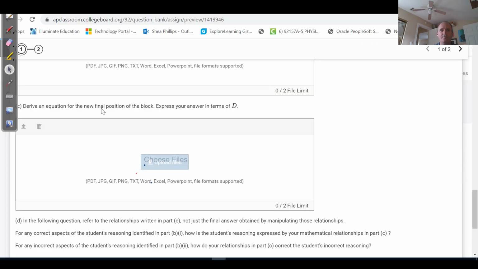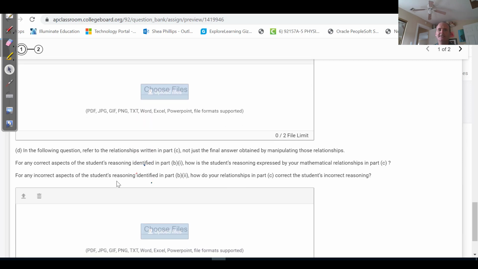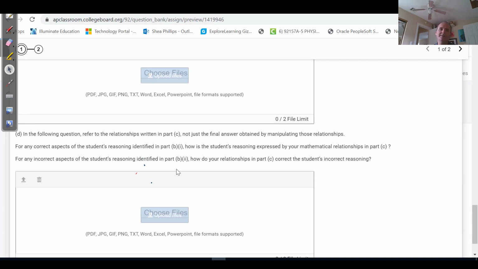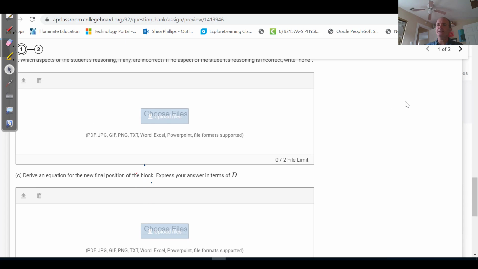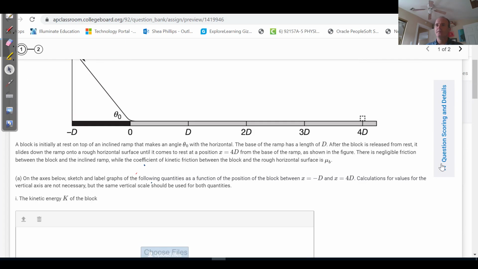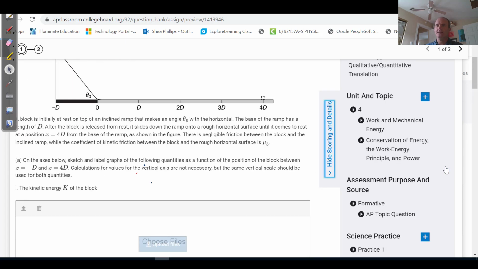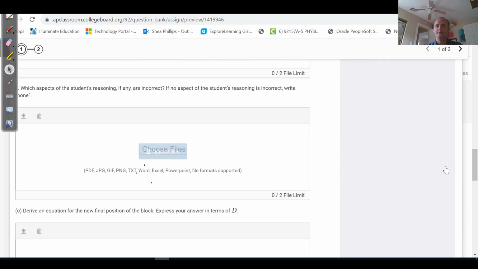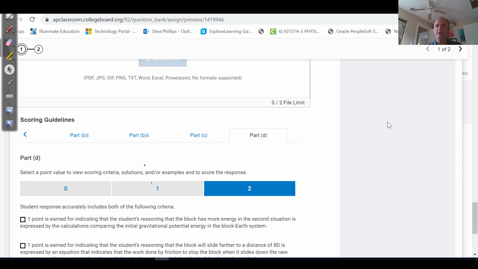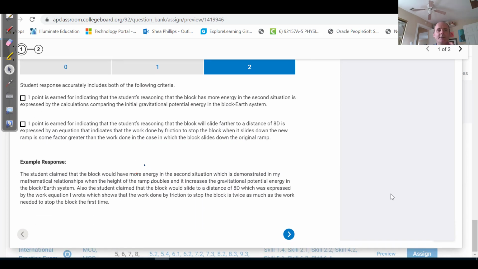Okay, last part, we'll just read over this. Now it's asking you to use the math that you did and justify the reasoning. This is actually a really difficult one, so I'm going to bring up the example response that they had. All right, part D. Let's read what you need to get 1 point for each one of these.